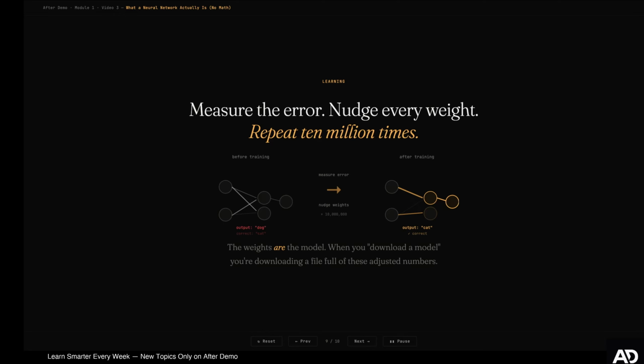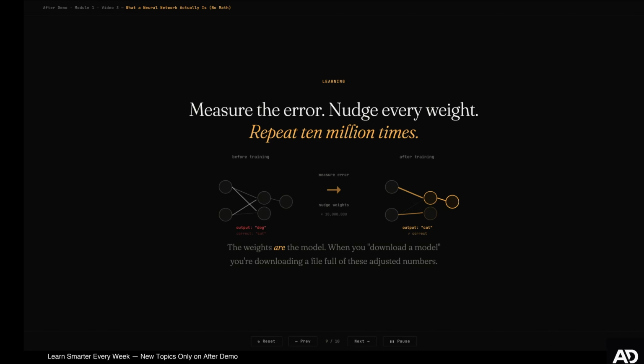You feed the network its first training example, an image of a cat labeled cat. The network outputs dog. That's wrong. So the training process measures how wrong. And then it works backwards, layer by layer, nudging each weight slightly in the direction that would have made the answer less wrong. Do that for 100,000 cat images, then a million, then 10 million. Each time, a tiny adjustment to each weight. By the end, the weights encode everything the network learned about what makes a cat look like a cat.